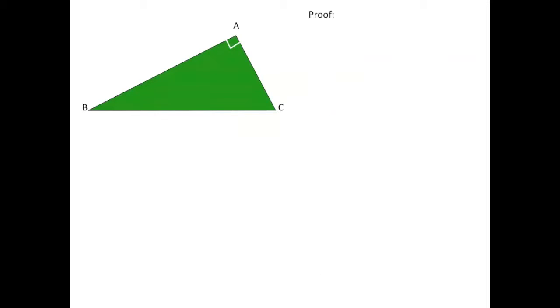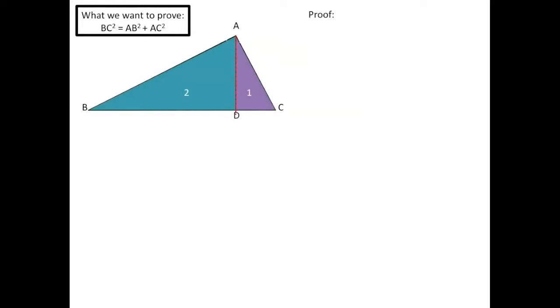So now back to our proof. And what were we trying to prove? That BC squared is equal to AB squared plus AC squared. So the first thing I'm going to do is draw a straight line, a perpendicular line that is, from A and label that point D. Now if you notice, when I did this, I ended up with two smaller triangles. And both of these are also right angle triangles because D is a perpendicular line.